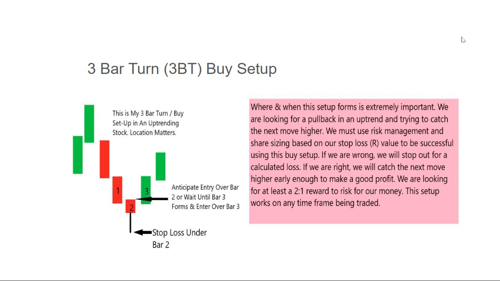This is the main buy setup that I use. I updated this slide for you to hopefully help explain what I'm really looking for when I enter a trade on a buy setup. It needs to be in an uptrending stock. The location matters. Essentially, you're going to enter over bar 2, stop loss under bar 2, or enter over bar 3, stop loss under bar 2. And we're essentially looking for at least a 2-to-1 reward to risk for our money. This setup works on any time frame being traded. So you're going to size shares based on a stop loss.